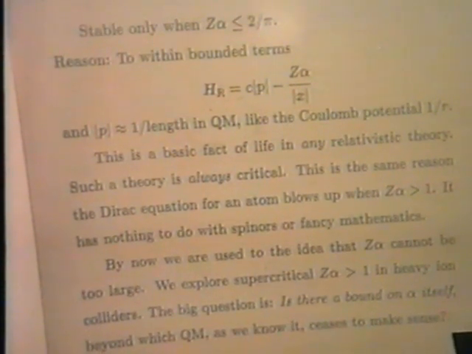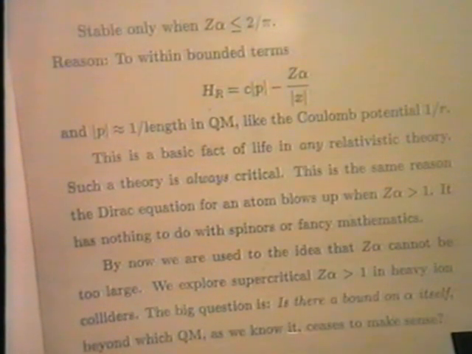And indeed, this is a critical situation. In differential equations, this is called the critical case. And it takes some work to figure out that there is, first of all, a critical number that's not zero or infinity, and the critical number is 2 over pi.